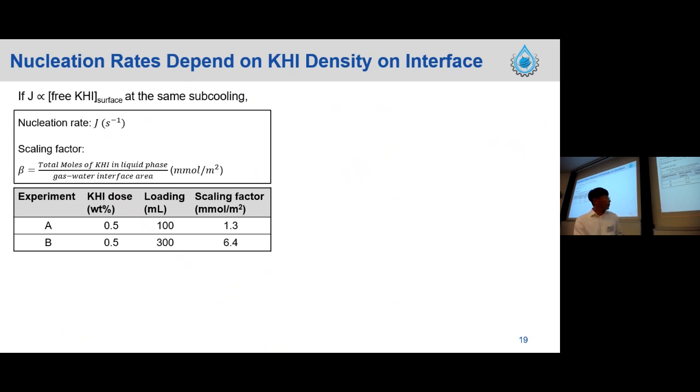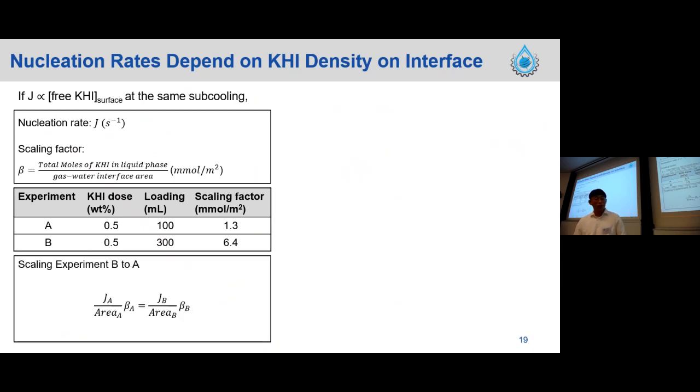So if we use this equation to scale them, which is saying the area nucleation rate times the scaling factor will always be constant for every experiment happening here. Which is also saying when you have one nucleation rate from one experiment case, then you can use that scaling factor to predict another case.